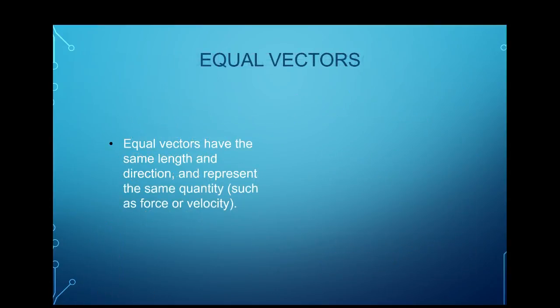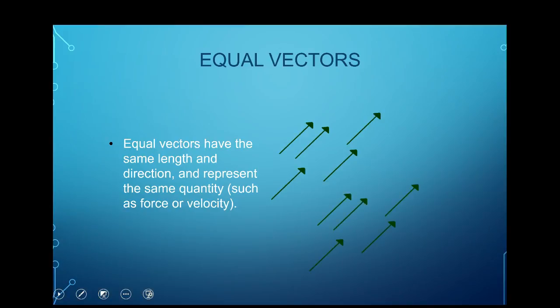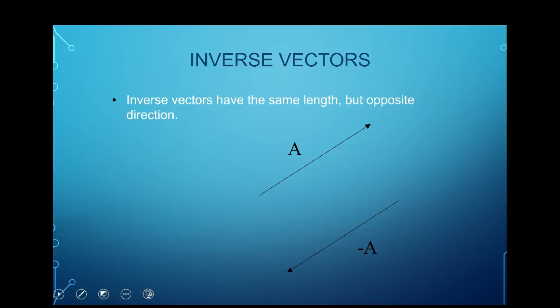Equal vectors have the same length and direction. They don't have to be in the same place, but you should be able to translate one to the location of the other. So all of these are equal vectors. Inverse vectors have the same length, but in the opposite direction.